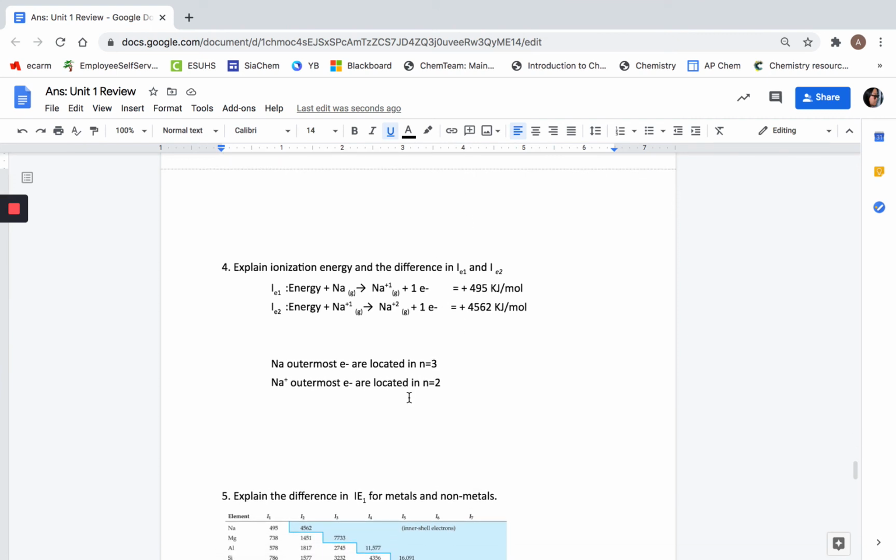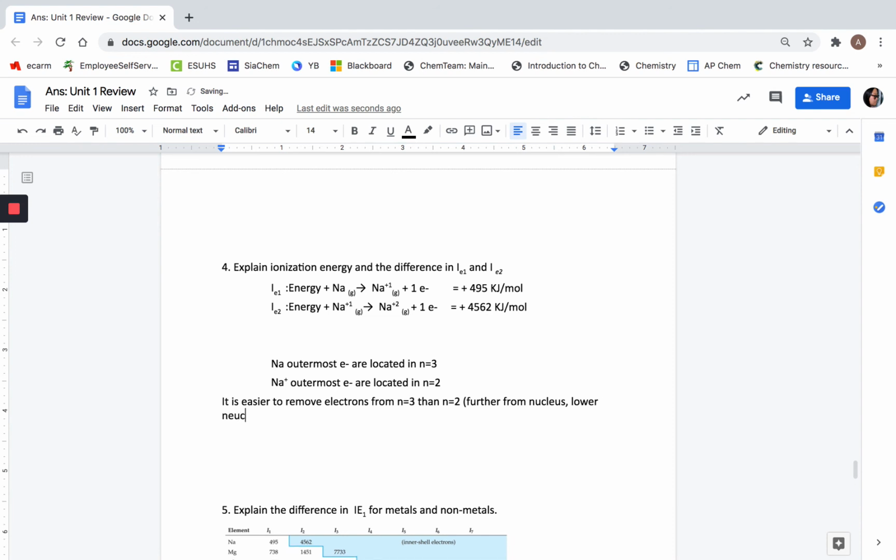Okay, so explain ionization energy and the difference in IE1. We can say that it is easier to remove electrons from n equal to 3 than n equal to 2, since they are further from the nucleus, with lower nuclear attraction.